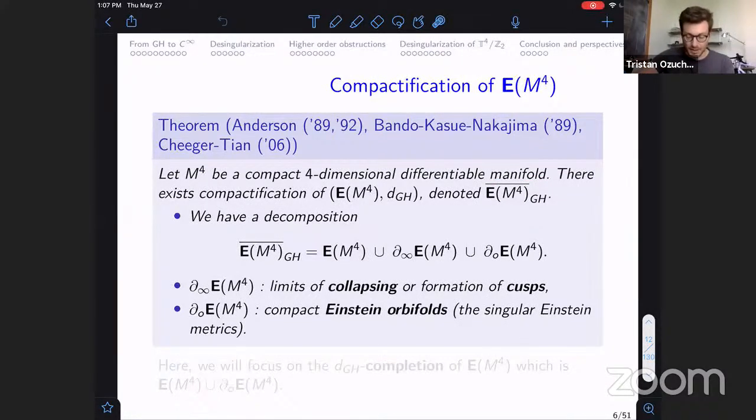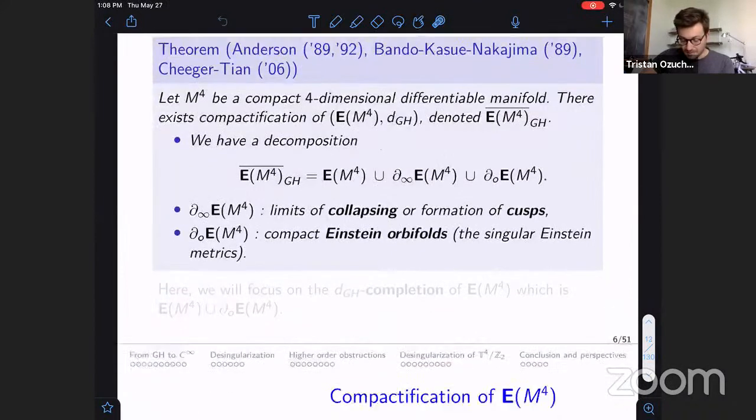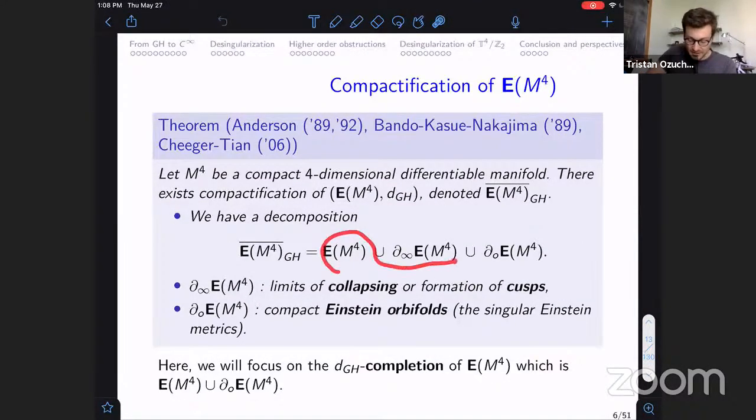So Einstein metrics with a bounded diameter can develop singularities, and that's a new behavior which doesn't appear in lower dimension. And so we will study this part here, just the smooth Einstein metrics and their limits with bounded, finite diameter. And that's the metric completion of the moduli space. So we'll look at the completion instead of the compactification.